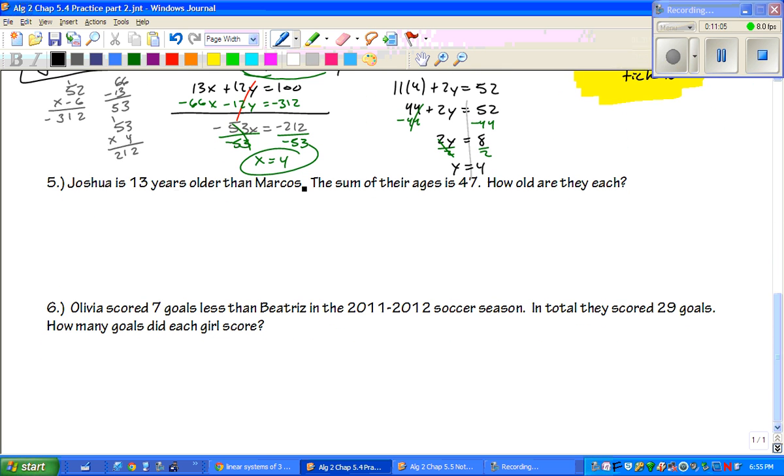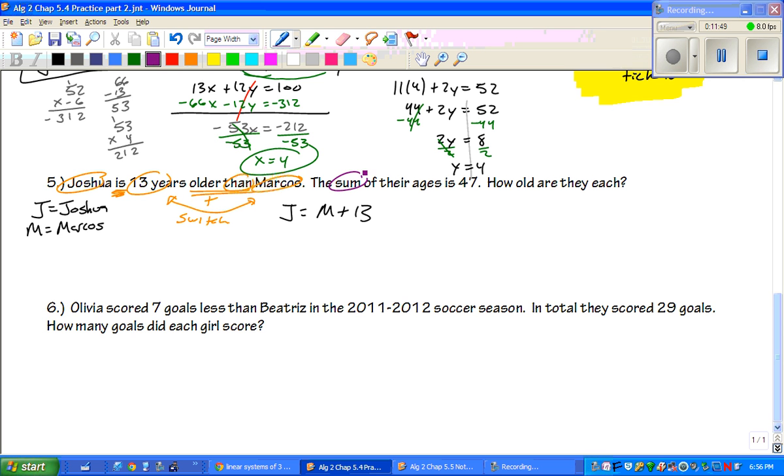So Joshua is 13 years older than Marcos. The sum of their ages is 47. How old are each of them? Okay, so we're going to do J for Joshua and M for Marcos. So Joshua is 13 years older than Marcos. Now, we actually have to switch the order because it's got the word than, and then we're going to add that. So J equals M plus 13.